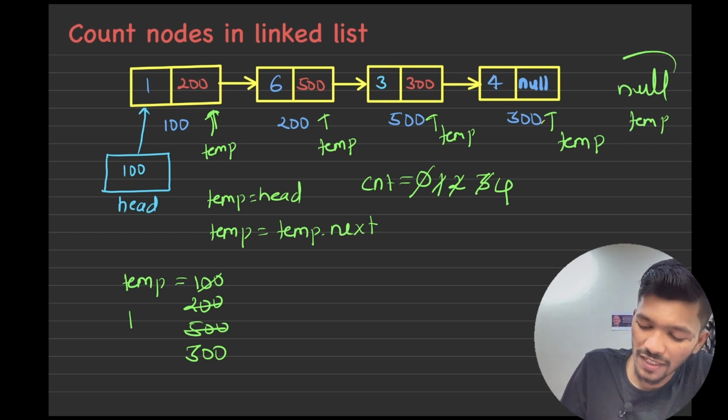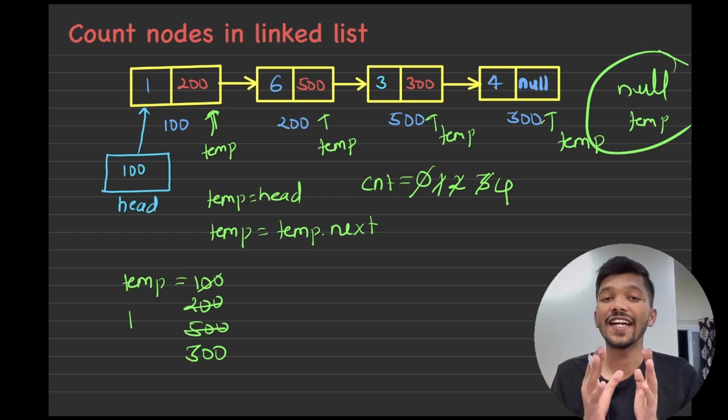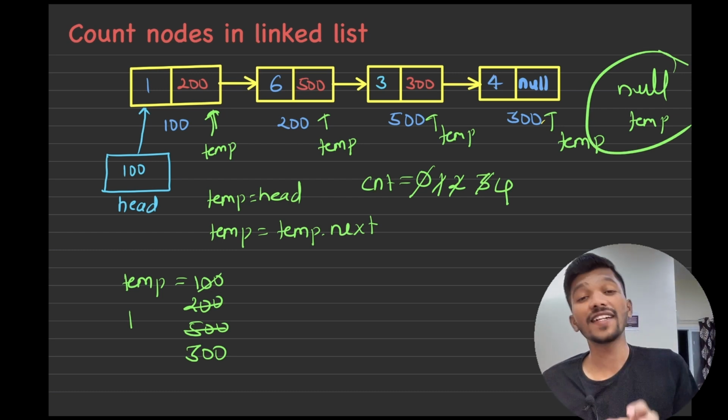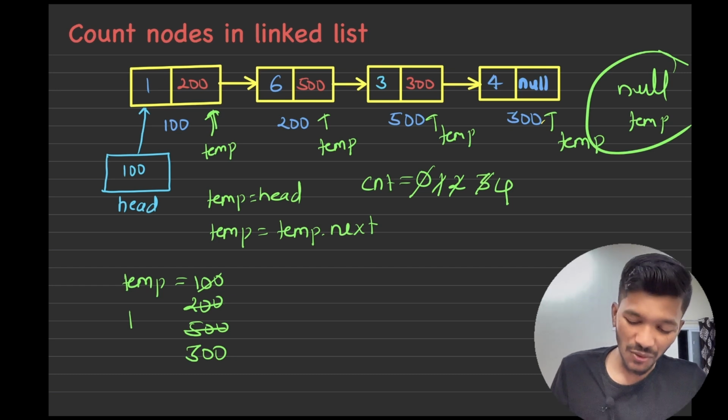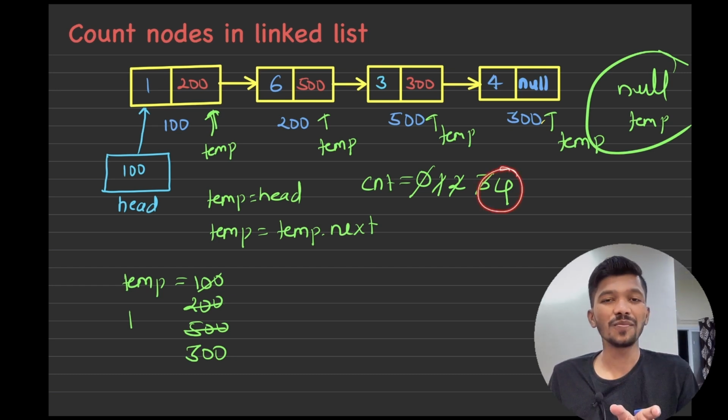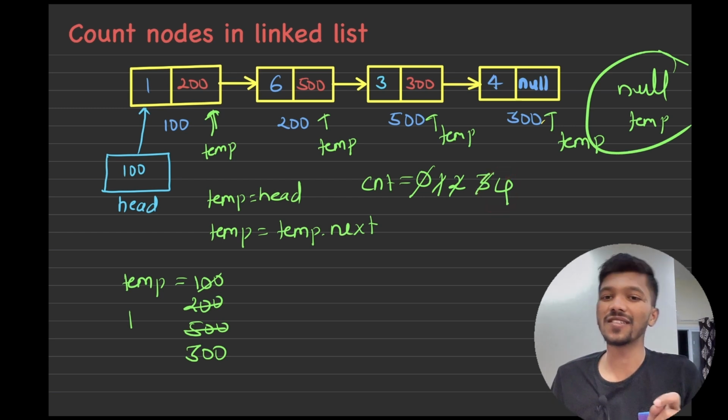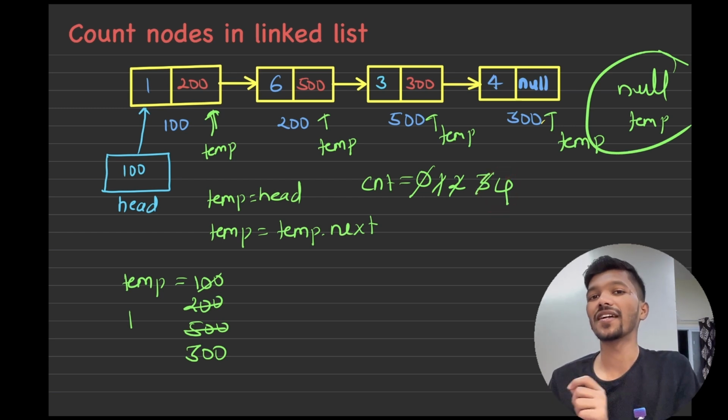Now what does this indicate? This simply indicates that this is the end of our linked list. So since we are standing at the end of the linked list, do we need to increment our counter? No, because we are not pointing to a node of the linked list, we are pointing to the end of the linked list. Therefore we will not increment our counter.